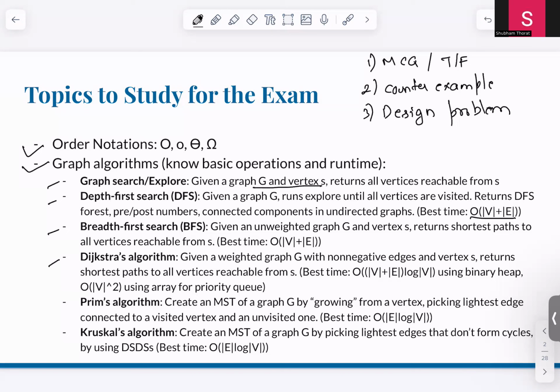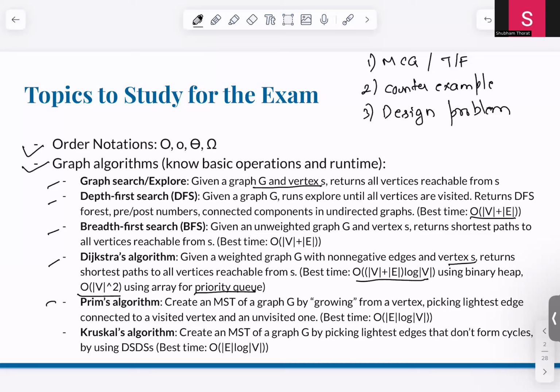Dijkstra's algorithm is the shortest path algorithm. It starts from a vertex S, and gives you the shortest path to all the vertices that are reachable from S. We have seen Dijkstra's algorithm has two types of implementation in general. The implementation is heavily dependent on the priority queue. If you use an array as your priority queue, then the runtime is big O of V squared. And if you use a binary heap, then it is O of (V plus E) log V. Just make a note of the working of this priority queue and the runtime associated with it, because it's very important when you do the runtime analysis for these algorithms.